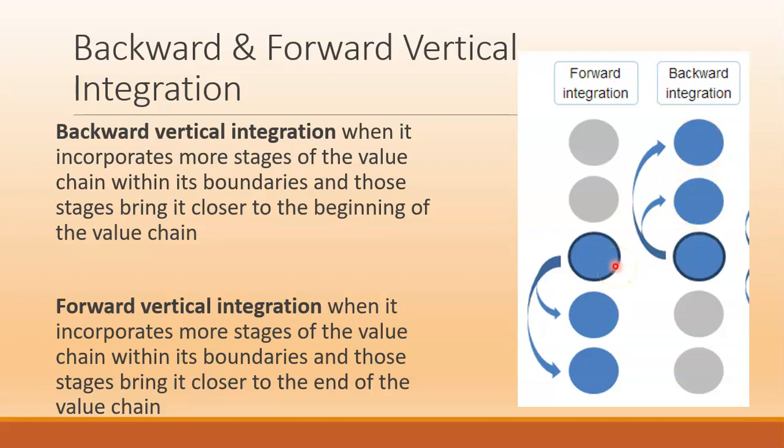Forward integration now is when it incorporates more stages of the value chain within its boundaries, and those stages bring it closer to the end of the value chain. So on this side now, they make kitchenware, potware, that kind of thing, and they decide that okay, we are going to distribute it ourselves. We're going to set up a store and sell it. So that is forward integration, and it works for any kind of business. I just use the makers of kitchenware as an example.